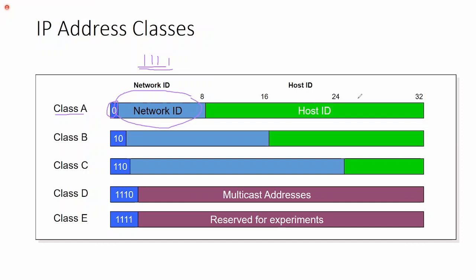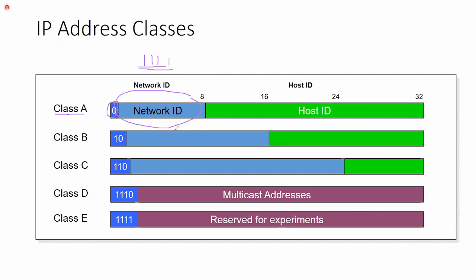Host ID means, remember in my early example, I told you the house number. Like in a lane, there are so many houses, we give numbers, right? So all these 24 digits are assigned to give the house number, right?